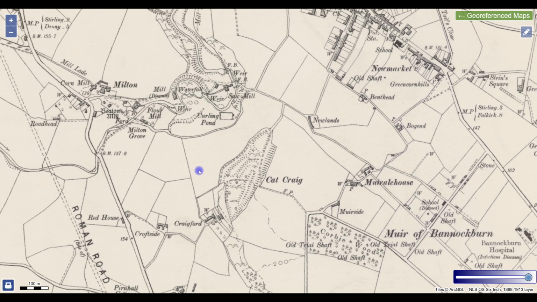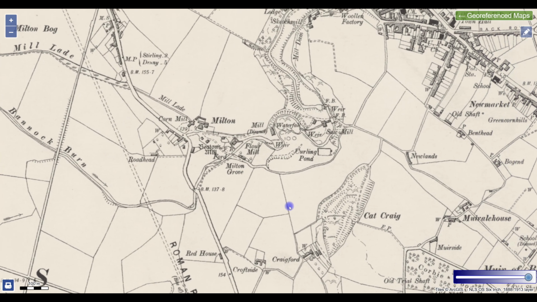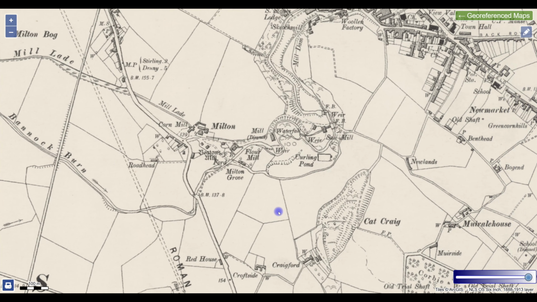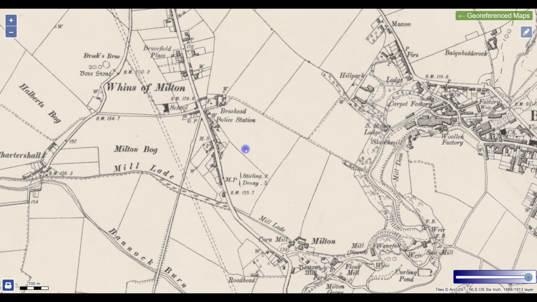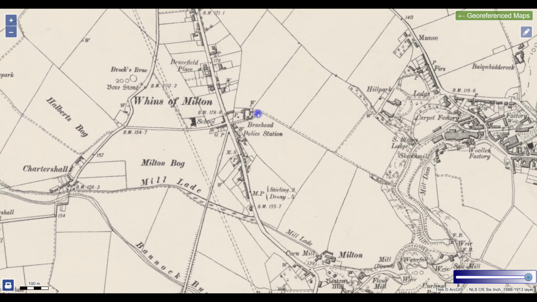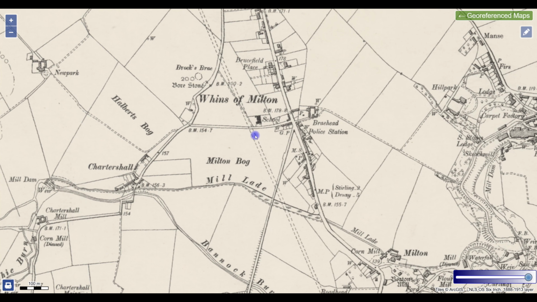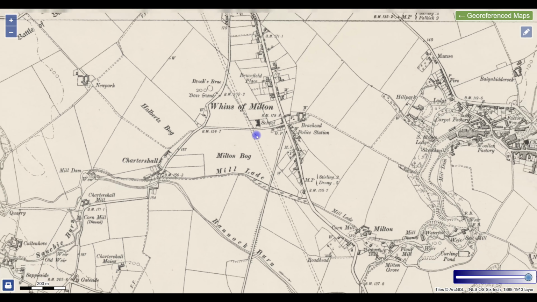However, let's get back to the route that the English army would have taken. In all probability, their advance guard on the first day of the battle would have crossed at the Milton Ford here and taken this road, or somewhere in this area, up towards Stirling Castle. Now, let me just widen this out a wee bit to show you where we are.